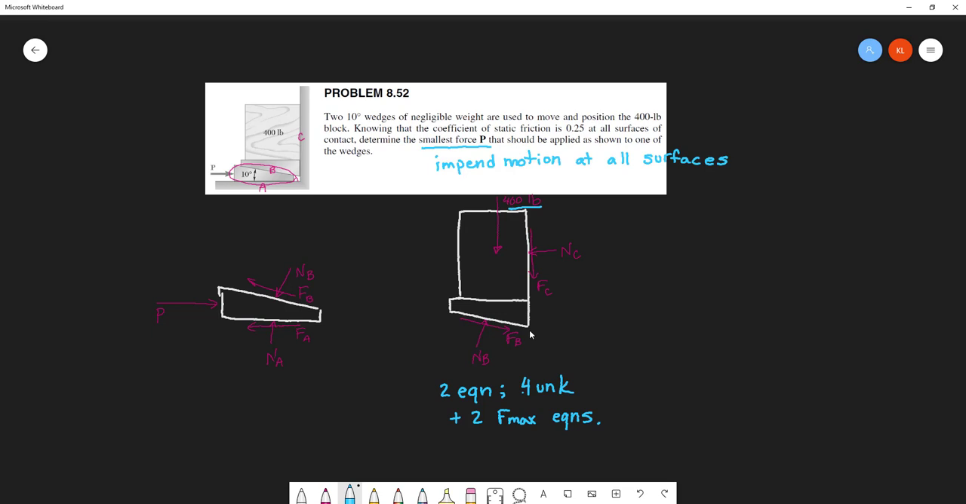Now when I come back over to the other side, I have 2 equations, 3 unknowns. I've already solved for the normal force at B and the friction force at B. I have 3 more unknowns, and I get 1 F max equation. It's better to start with the input value, so the 400 pounds. So I'll start on the right-hand side.